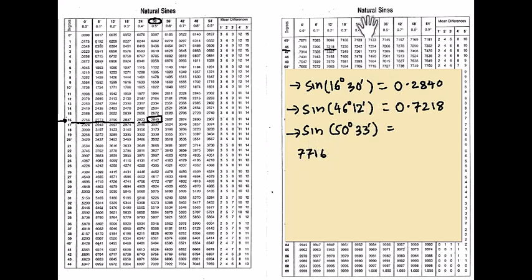But I want 33, 30 plus 3. In the line of 50 degrees, I've already calculated the 30, it is 7716, I believe. And then you have 3 here, so it is 6 here, right? So 50 degrees, 30 plus 3 is what we're looking at. So 6 plus 6, so what is it going to be? This is going to be 7722. So the answer is 0.7722. That's it. This is how it is done.